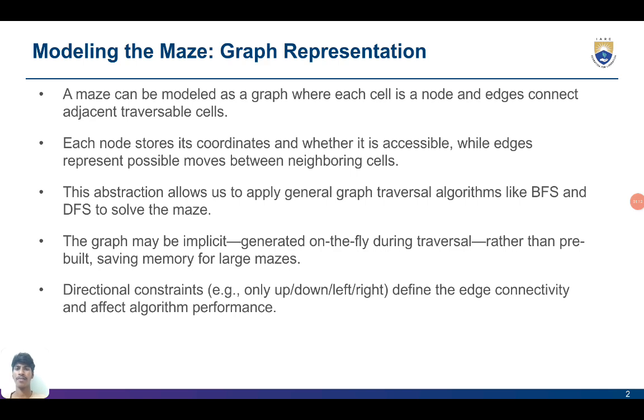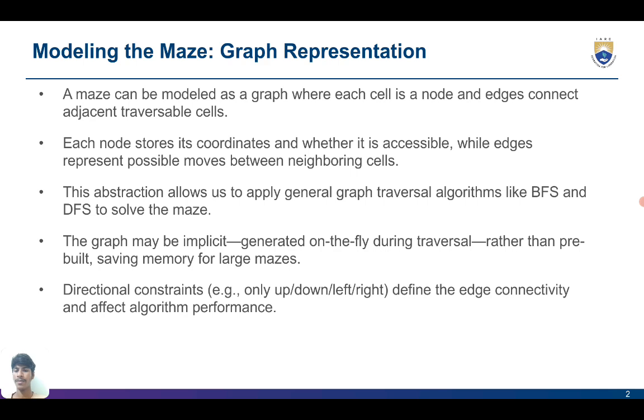Modeling the maze: graph representation. A maze can be modeled as a graph where each cell is a node and edges connect adjacent traversable cells. Each node stores its coordinates and whether it is accessible, while edges represent possible moves between neighboring cells. This abstraction allows us to apply general graph traversal algorithms like BFS and DFS to solve the maze.